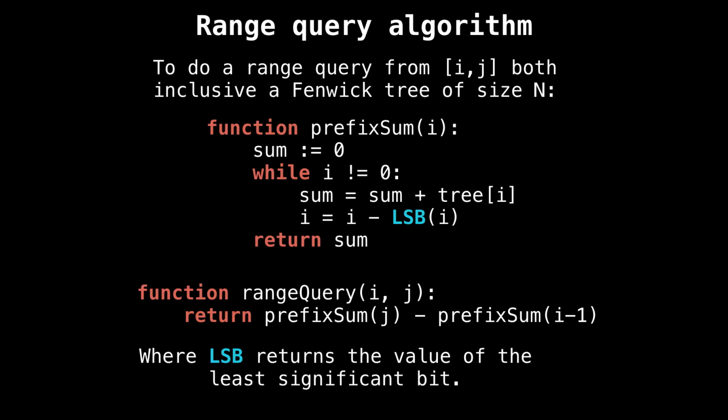So the range query algorithm is pretty much this. You see, it's literally no code. The range query from I to J, if we have a Fenwick tree of size n. So I'm going to define a function called prefix sum, which does that cascading down operation. So we start at I, and while I is not equal to 0, we're going to sum up the values in our Fenwick tree, and we're going to remove the value of the least significant bit. And we're going to keep doing this until our value is 0, and then we can return the sum. So the range query then is just a difference between those prefix sums. So really neat little algorithm.